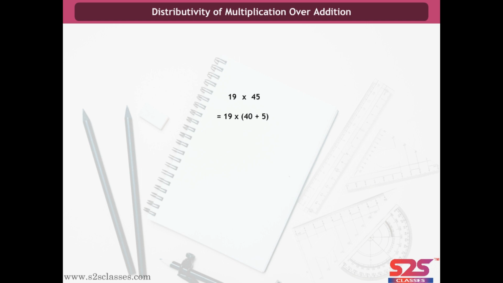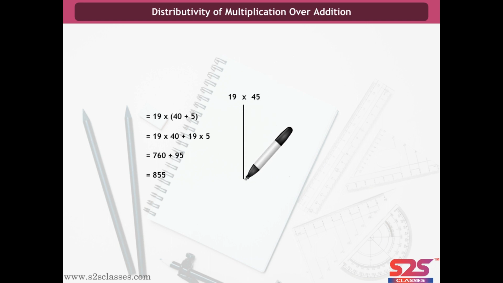So our expression changes to 19 into 40 plus 5. Now on opening the brackets, we get 19 into 40 plus 19 into 5. This gives us 760 plus 95, which is equal to 855. There is another way of solving the above expression.